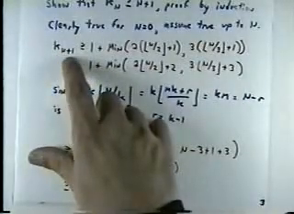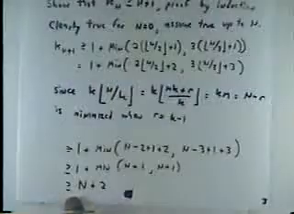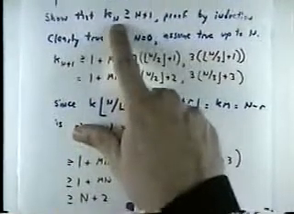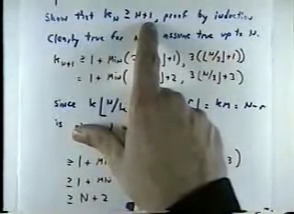We've shown that for the Knuth number n plus 1, the n plus first Knuth number, is in fact greater than or equal to n plus 2, if, in general, the nth Knuth number is greater than or equal to n plus 1.